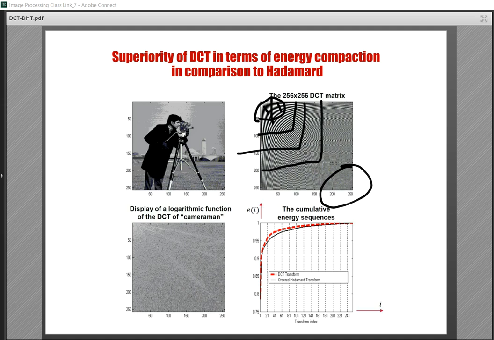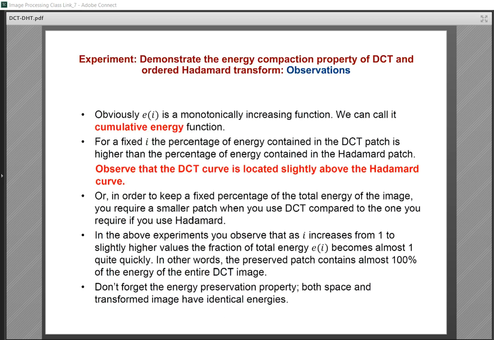We saw a small item of the transformed image can transfer to us a high energy of the image, okay, and this is a very good property for comparison, or compaction. Go to the next slide.